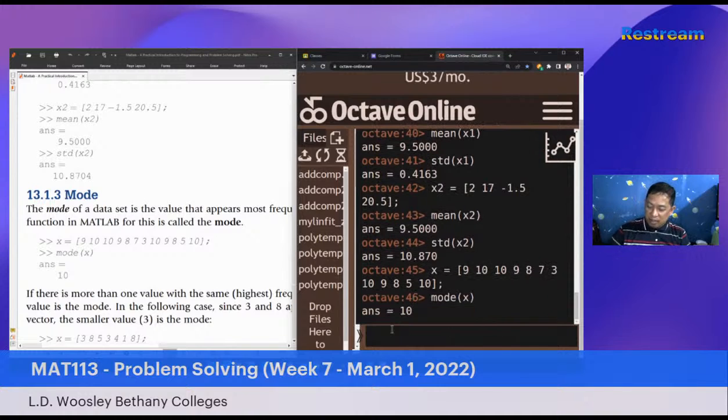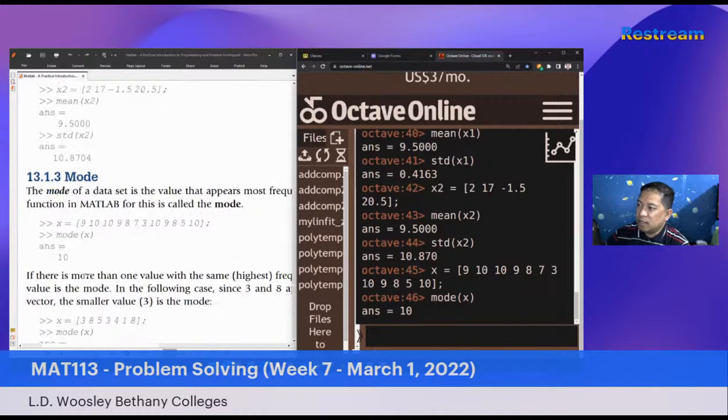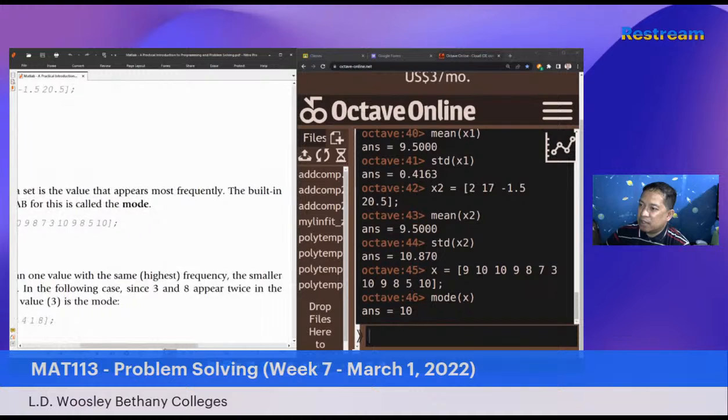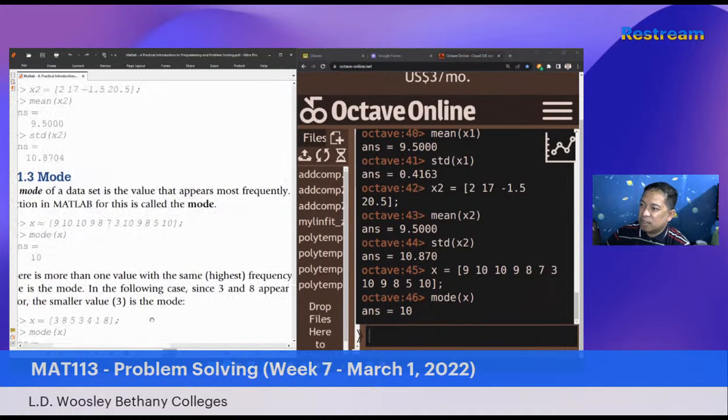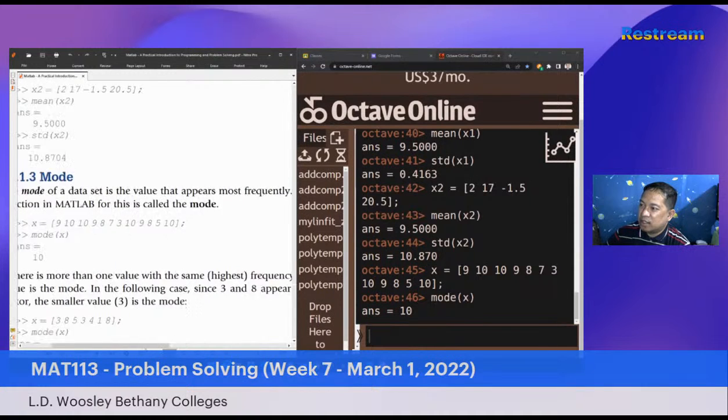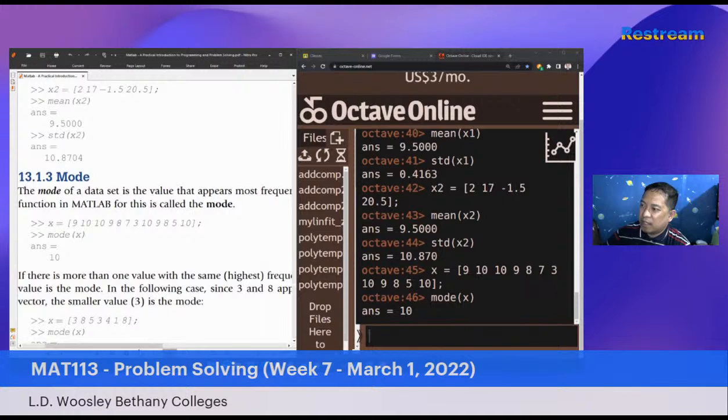Mode of x is equal to 10, the value that appears most. If there is more than one value with the same highest frequency, the smaller value is the mode. For instance, in this case, since 3 and 8 each appear twice in the vector, the smaller value is the mode.